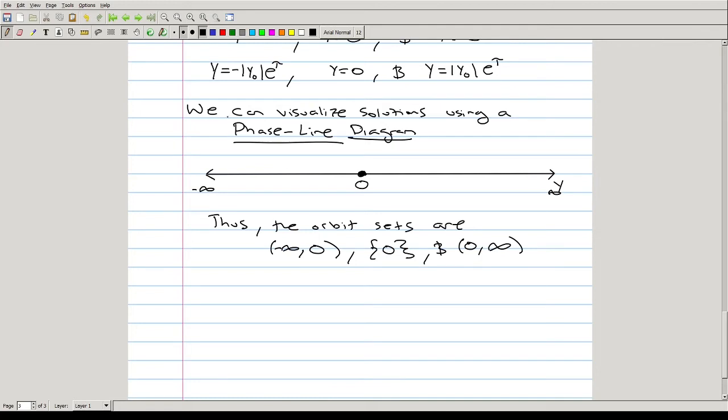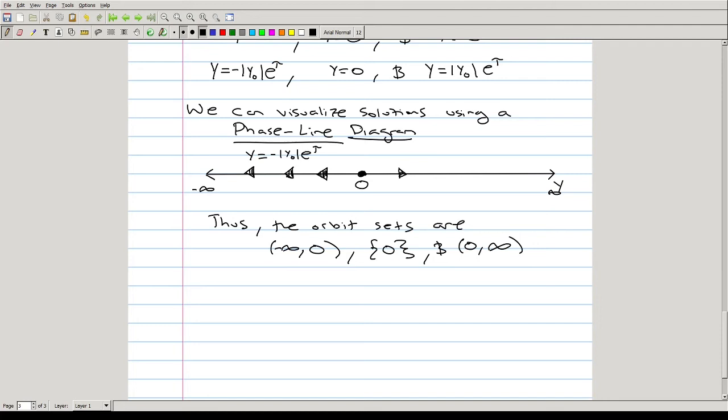where from negative infinity to 0, this orbit set is characterized by the solution negative absolute value of y naught e to the tau, which as tau gets further and further away, is moving further and further away. As tau increases to positive infinity, e to the tau is getting larger and larger. So these phase line diagrams, we draw arrows on to indicate the direction of the solution at every given point.